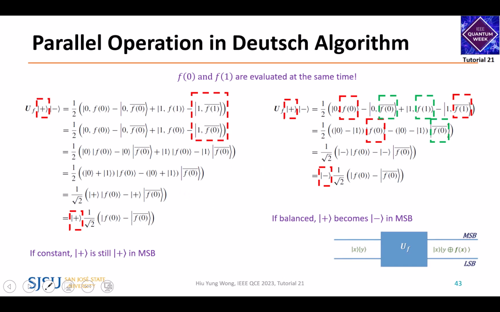But I just want to highlight that in this process, we do parallel computation. You see that, right? f of 0 and f of 1 are computed at the same time through this quantum oracle because of superposition. Then based on whether it's constant or balanced, you will get some cancellation, and eventually one of them will always be plus, and the other always minus. And that is how we can quickly determine whether this is a constant or balanced function, right?